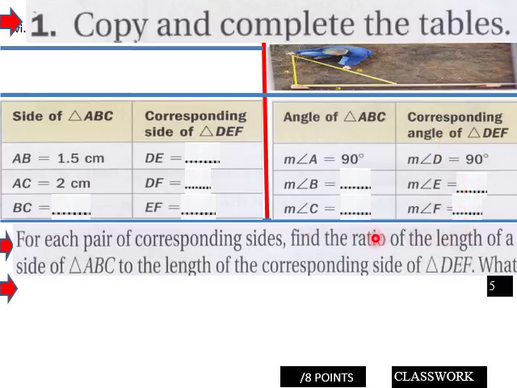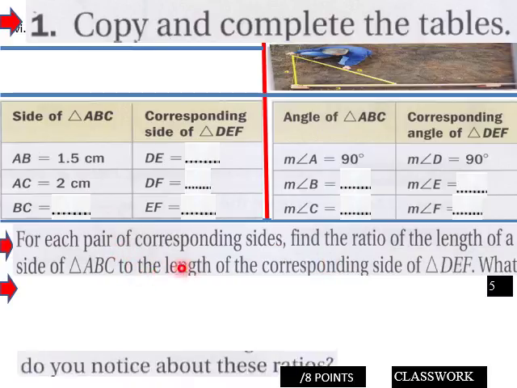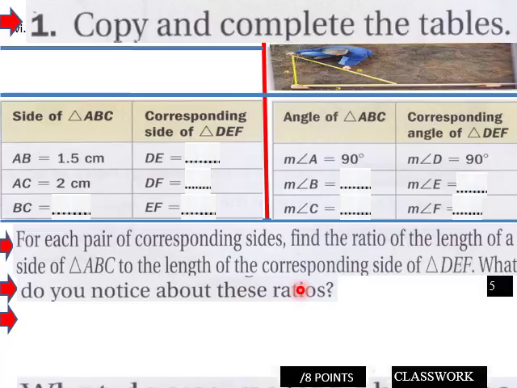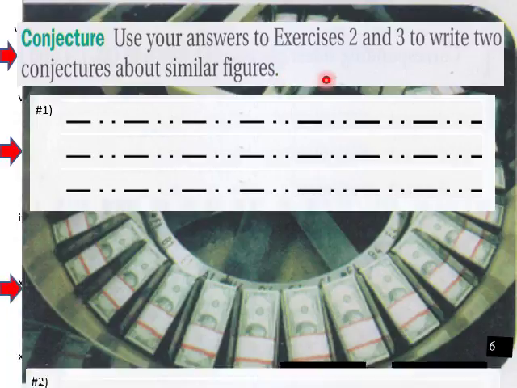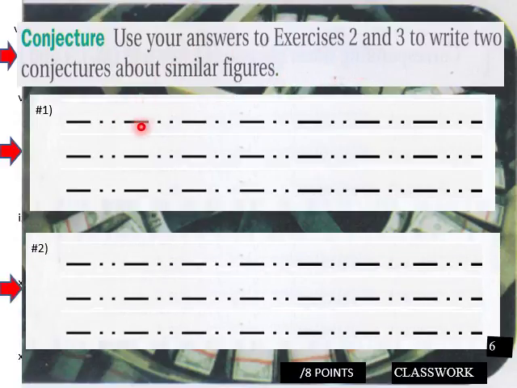And for DEF as well, find the ratio of the length of side ABC to the length of DEF. Do you know anything about these ratios? What do you notice about the measures of the corresponding angles? These are questions you will be able to answer once you fill in this table. There are question marks at this point, but you're going to find that out during this exercise. Then use your answers, exercises 2 and 3, to write 2 conjectures about similar figures. Now is your time to write a little report on what similarity means and what your experience was with triangle ABC and DEF. This is an 8-point exercise.